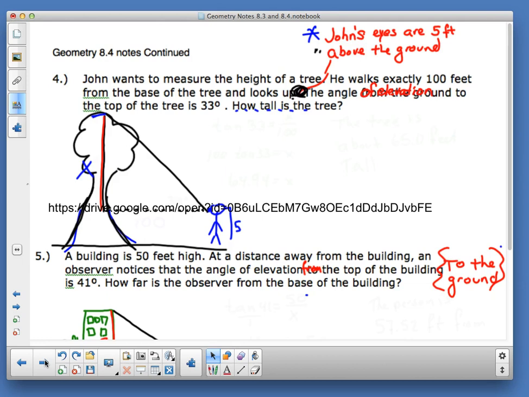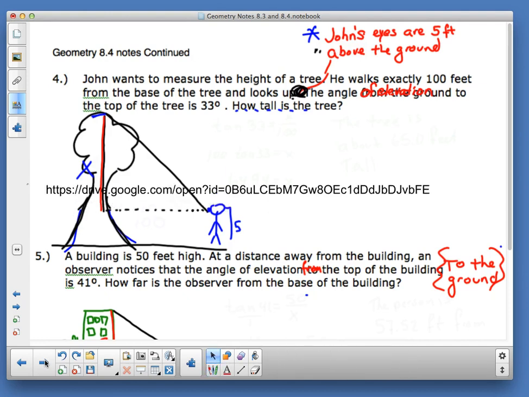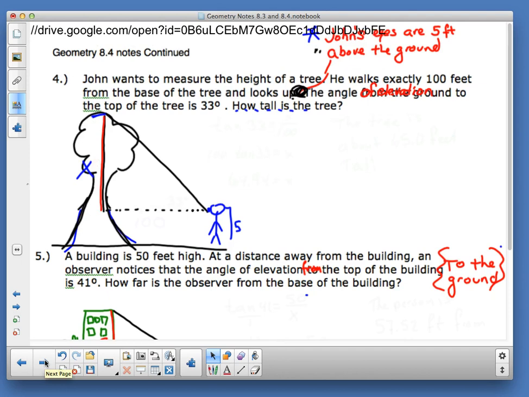Now I've got some people thinking, why does it matter that John's eyes are 5 feet above the ground? Well, remember, I've got John looking up, and he's got this angle of elevation, so we'll put it up there. John's looking up, and we've got this angle of elevation of 33 degrees. He is 100 feet from the base of the tree.